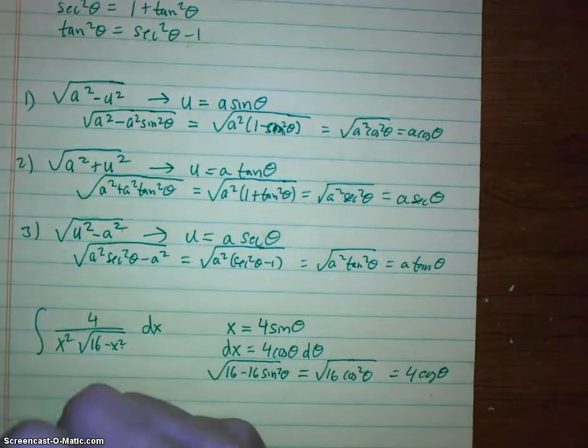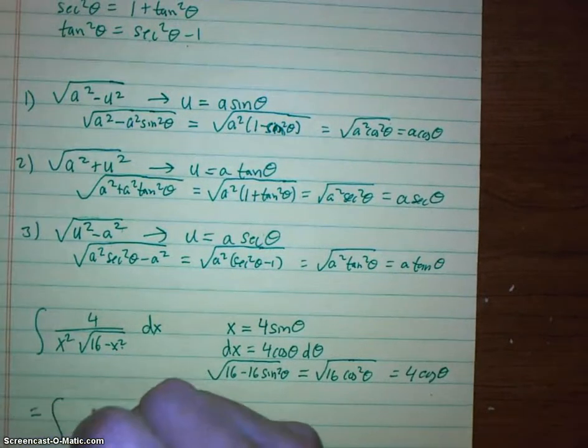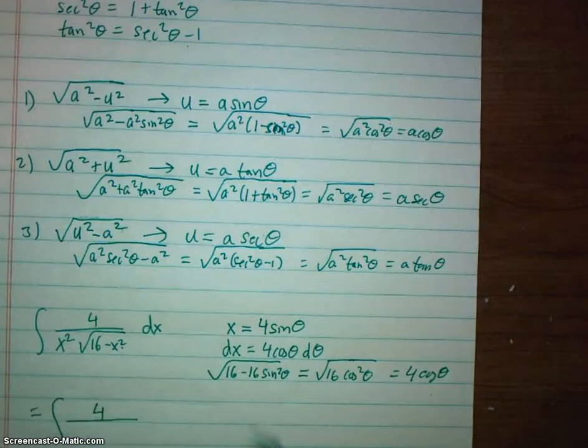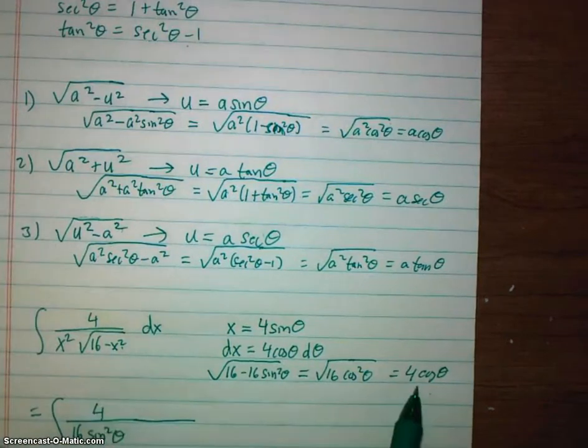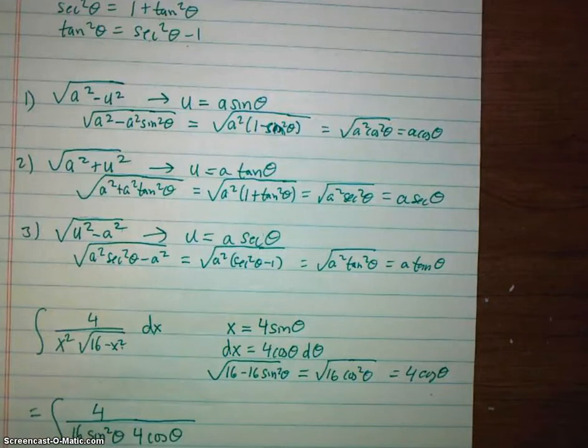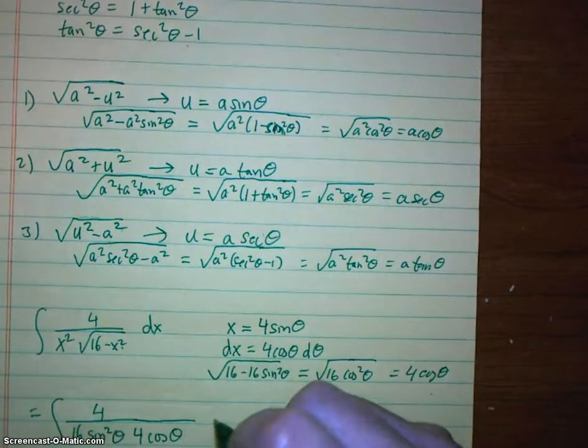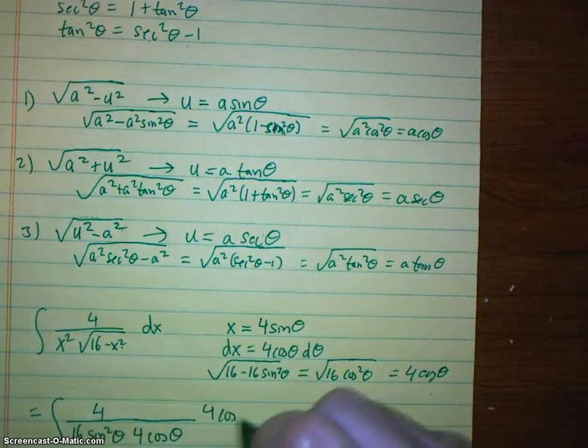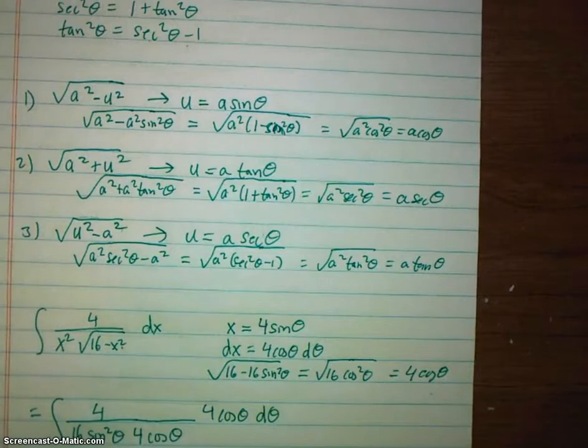All right, so we make our substitutions. We have integral 4 over x squared. x squared is 16 sine squared theta. This square root down on bottom came out to be 4 cosine theta. And then our dx is 4 cosine theta d theta.